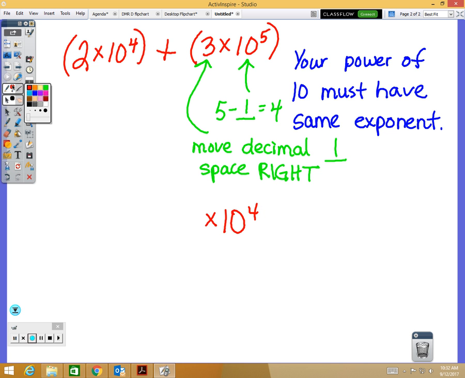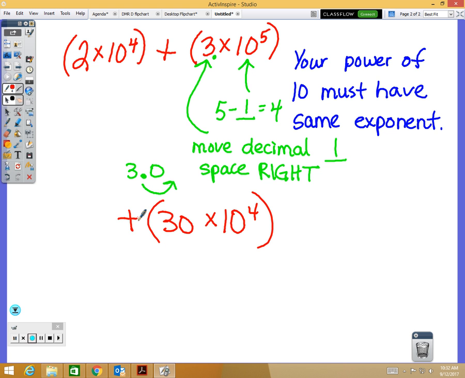And when I move that decimal, the decimal is currently right here, after the 3, right? When I move that decimal 1 place over to the right, it becomes a what? A 30. Okay? So before I do anything else, I'm going to pause and see if you have any questions about that step.